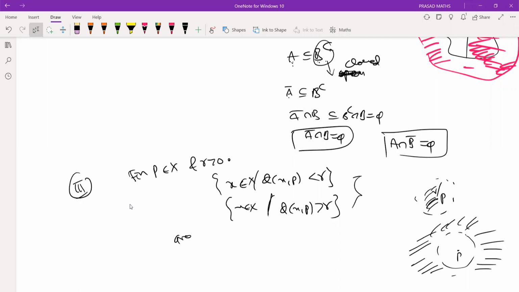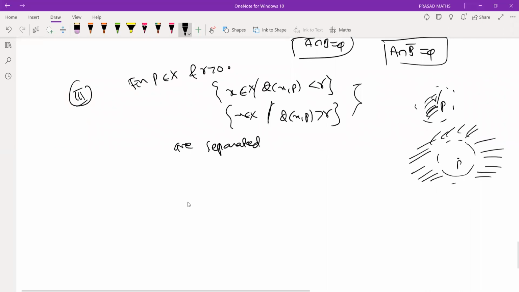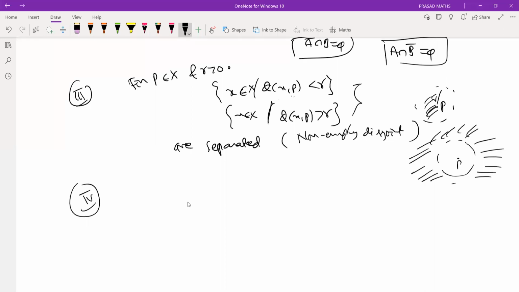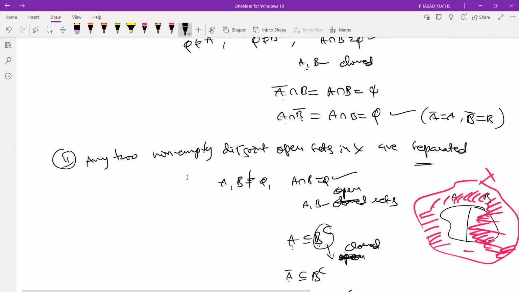You know, these are also separated sets. Yes or no? These are also separated sets, because these two are after all non-empty open sets. Why? Because they are non-empty, disjoint open sets. By property 2, whenever you have two non-empty disjoint open sets, they are always separated. So whenever you have two non-empty disjoint open sets.